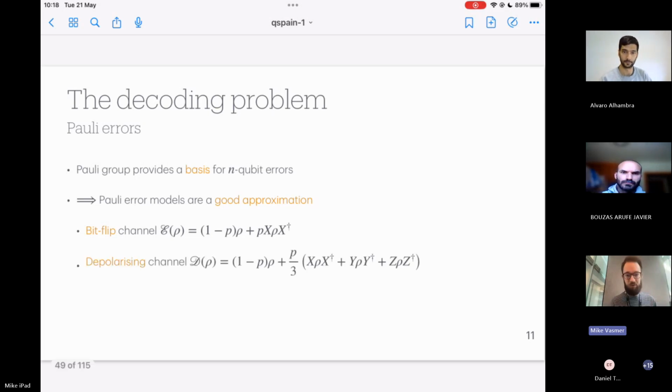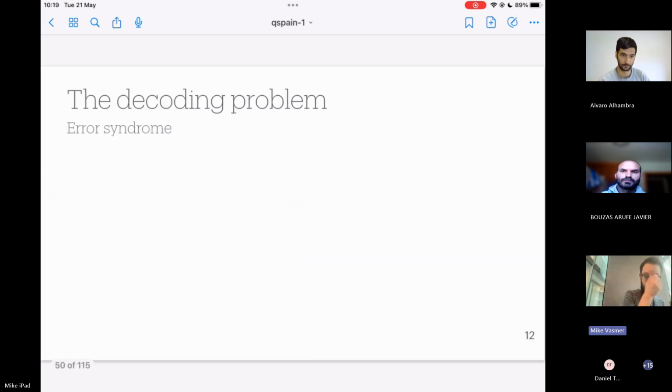And then stuff like, I'm sure everyone's seen these before, the depolarizing channel as well, where it's kind of similar, except now with probability p, I just pick randomly one of the 3 possible Pauli errors and apply that. So these are the kind of channels you can think about. And now I want to define something called the error syndrome.